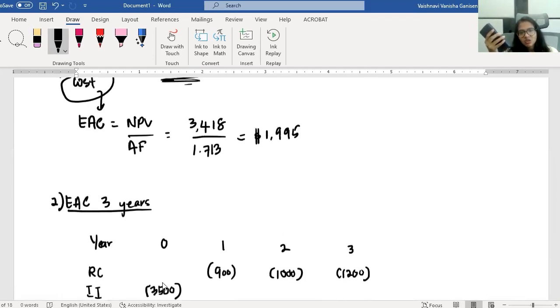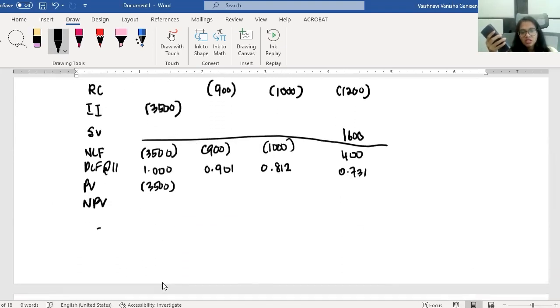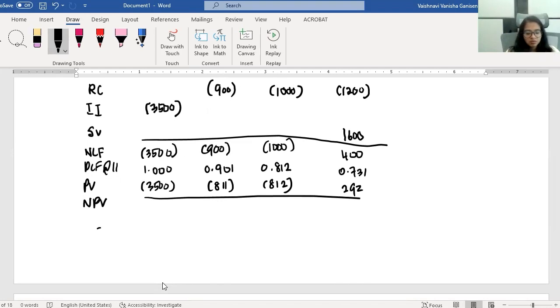3,500, guys, actually I can just copy and paste the year 2. Okay, 811. This will be 812. Okay, this will be 292. So when you total up everything, my NPV will be negative 4831, negative 4831.